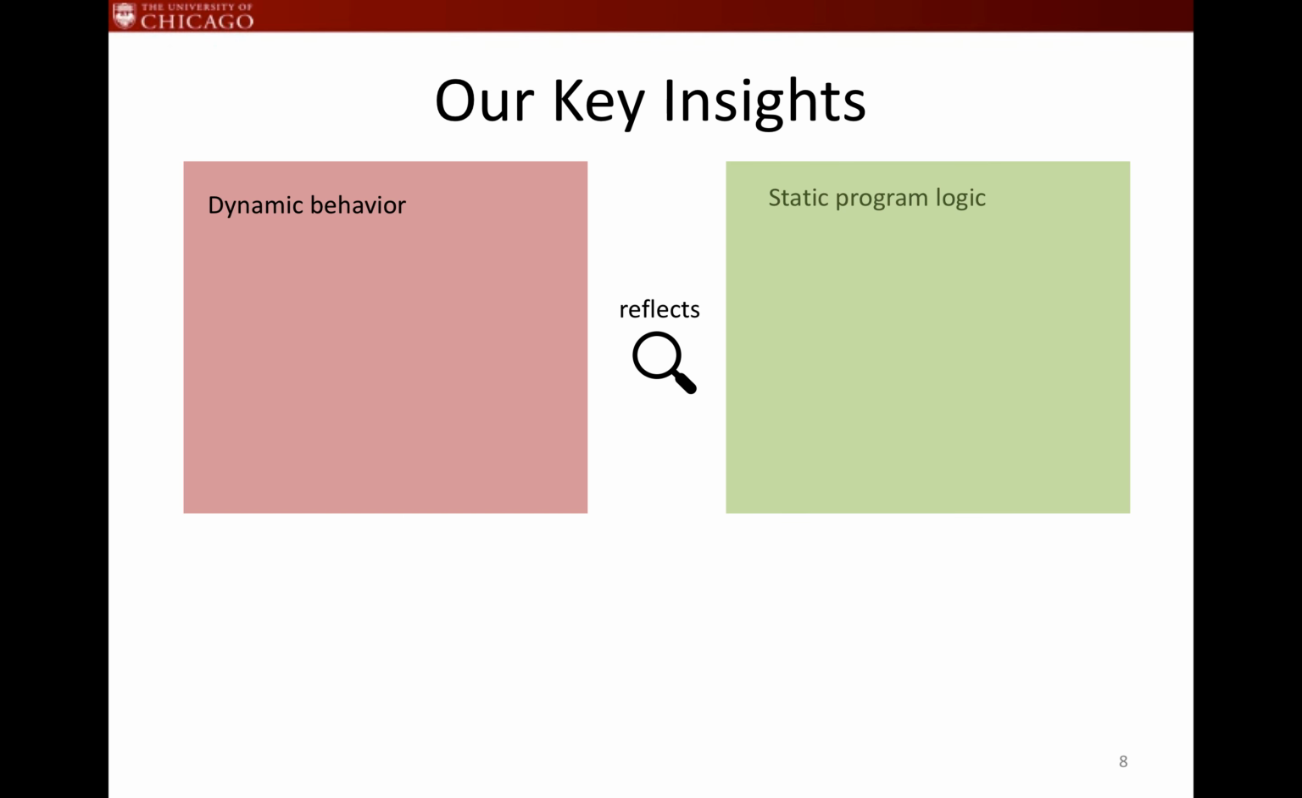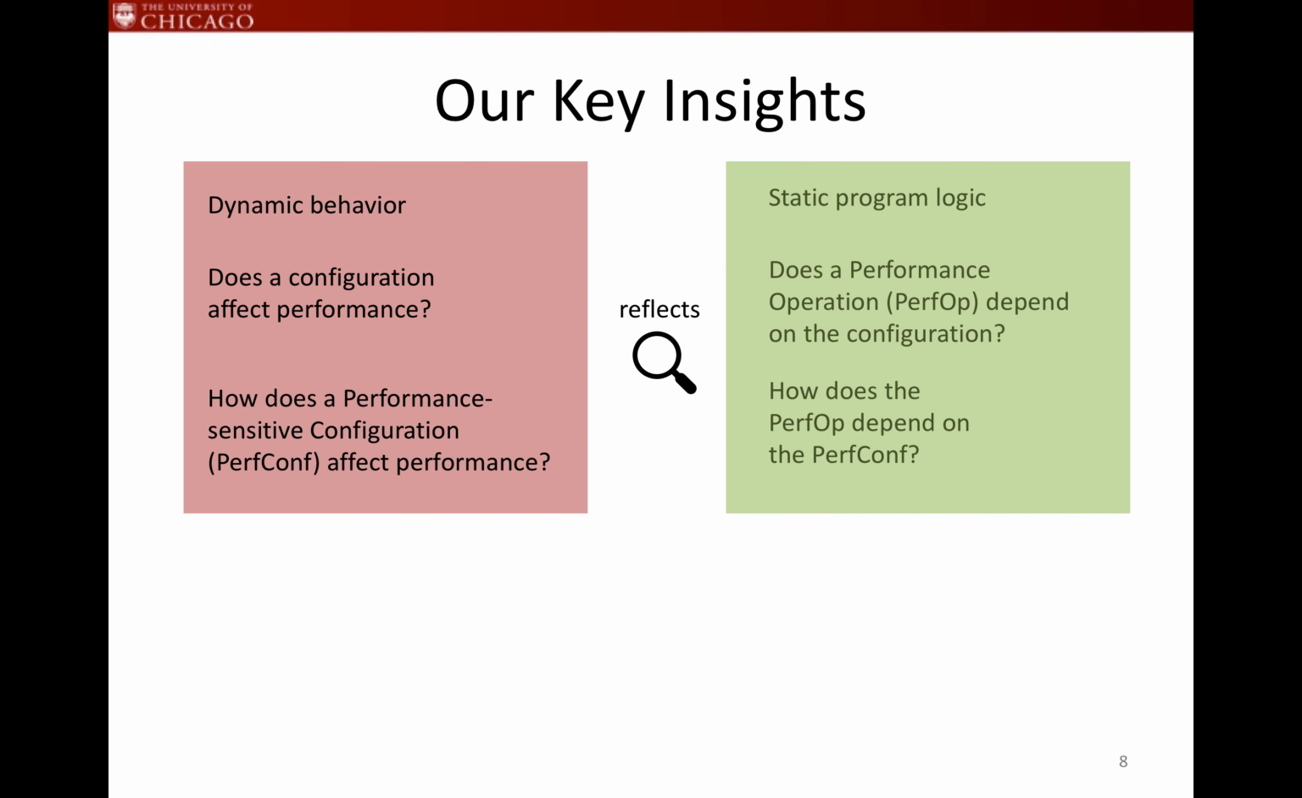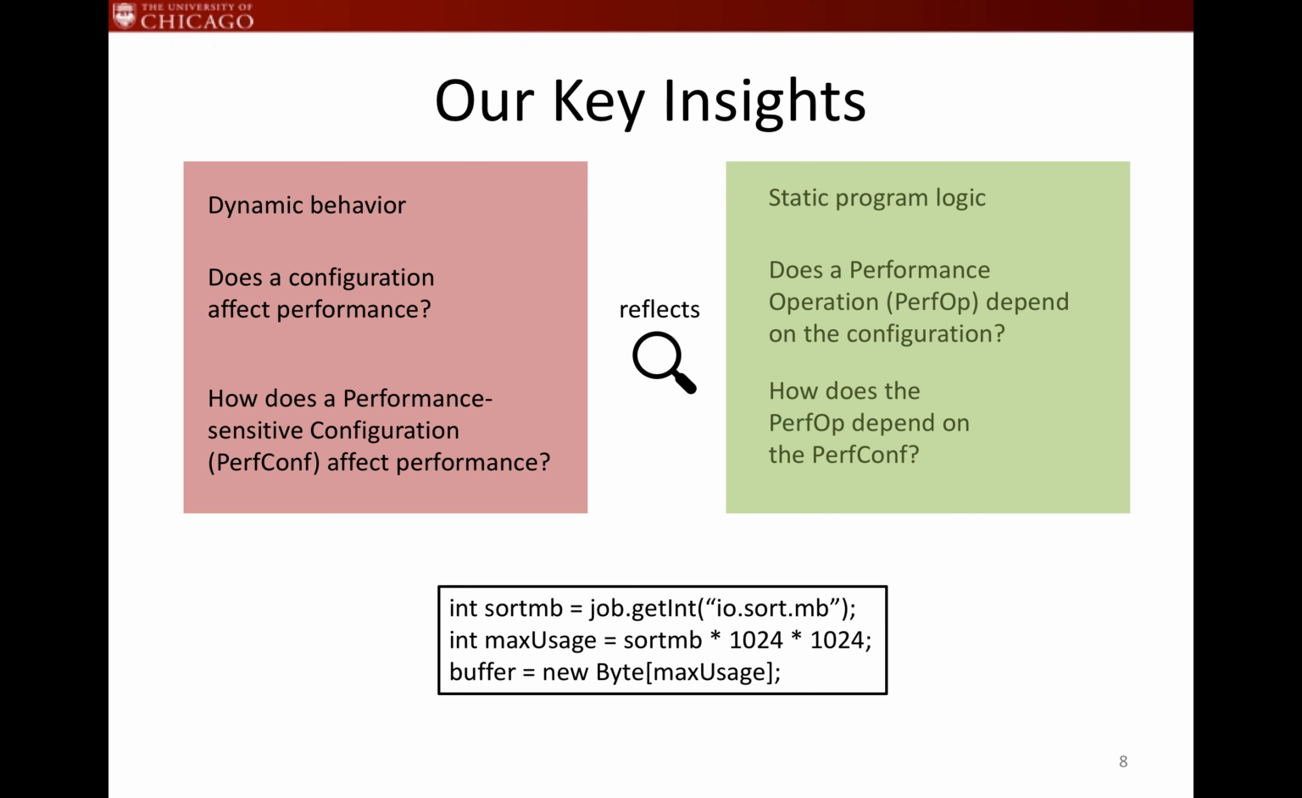Our key observation is that software dynamic behavior, including performance behavior, must reflect its static programming logic. Therefore, we can potentially use static program analysis to infer runtime performance information. Particularly, to answer whether a configuration affects performance, we can check whether there exists any static program dependency between this configuration and any expensive performance operation, short for perf-op. If the answer is yes, to know how this configuration affects performance, we can further analyze what type of program dependency there is. Let me show you a simple example.